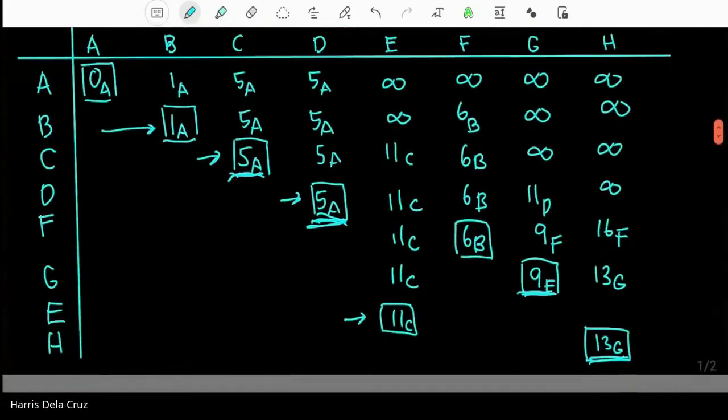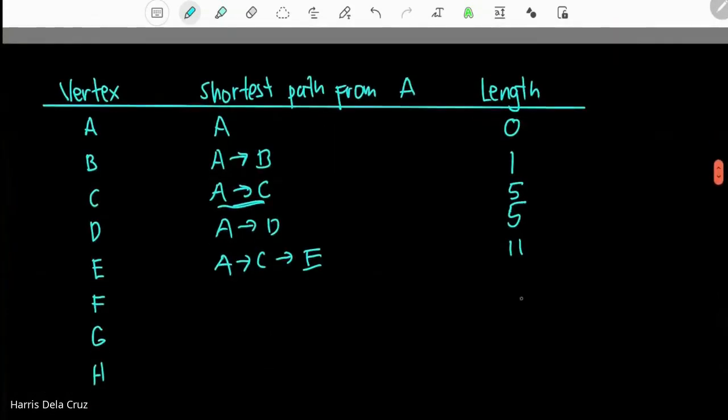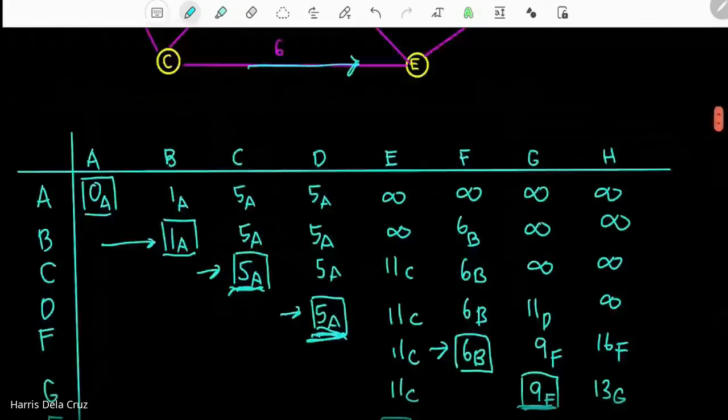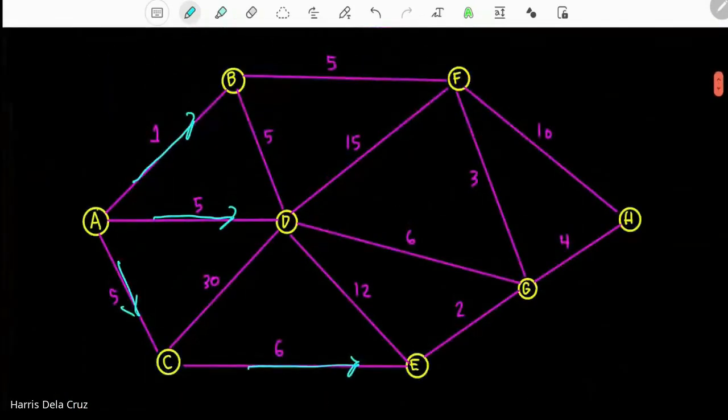Now, the shortest path from A to F is 6 coming from B. We already know that the path to B is A to B, and then from B, you can go to F. Looking at our graph, this is A to B, and then from B, you can go to F. So that's the shortest path from A to F.